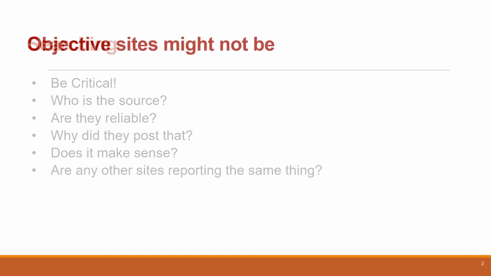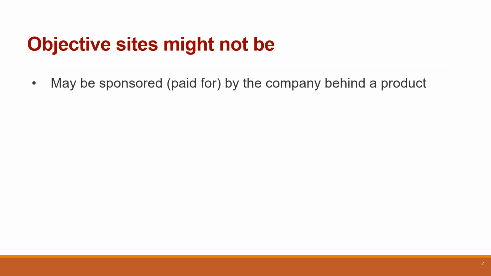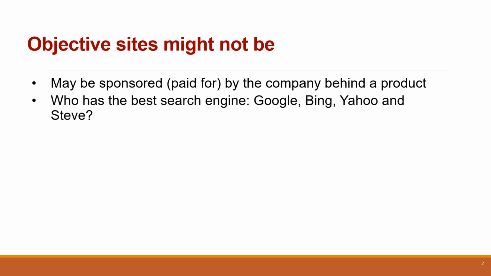You should also be aware that some web pages look like they're supposed to be fair and objective, but may in fact have been paid for by the company or product that the web page is about. If you saw a product review of web search engines including Google, Bing, Yahoo, and Steve, and the review showed Steve the overall winner, you probably need to question whether the article is truly objective and fair.